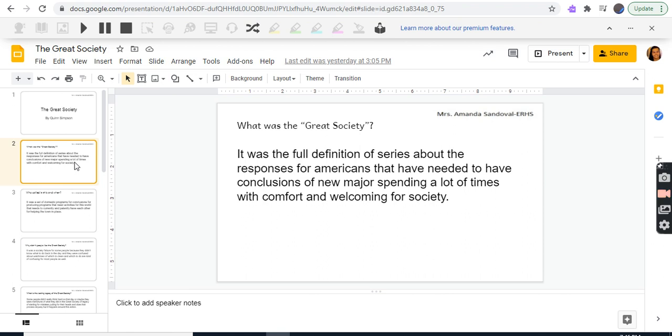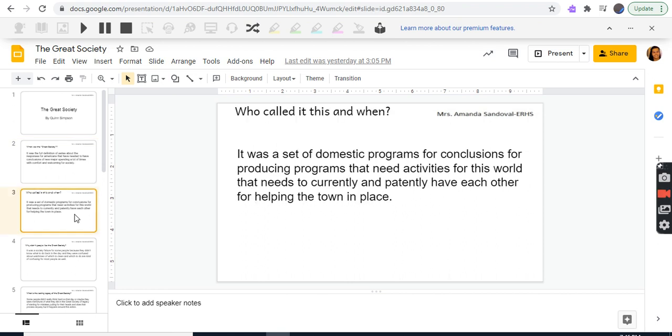That's okay. What was the Great Society? It was a series of responses for Americans who needed new major spending, with comfort and welcoming for society. Who called it this, and when? It was a set of domestic programs for producing activities that help the town in place.